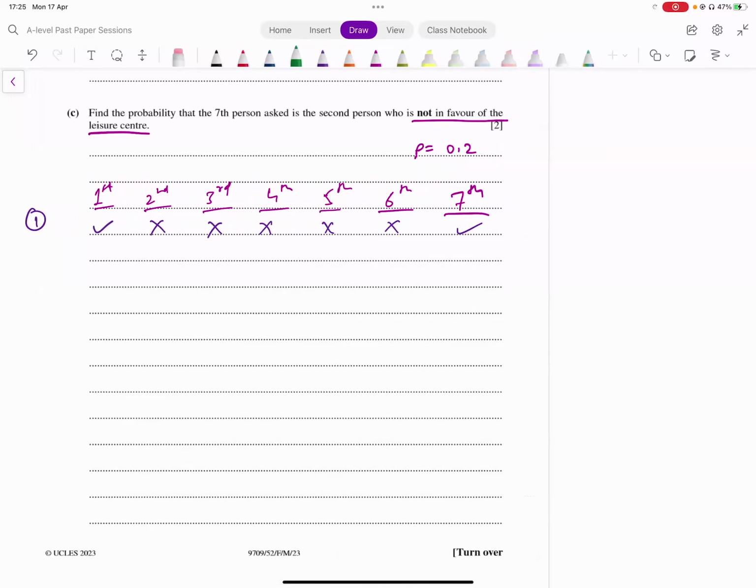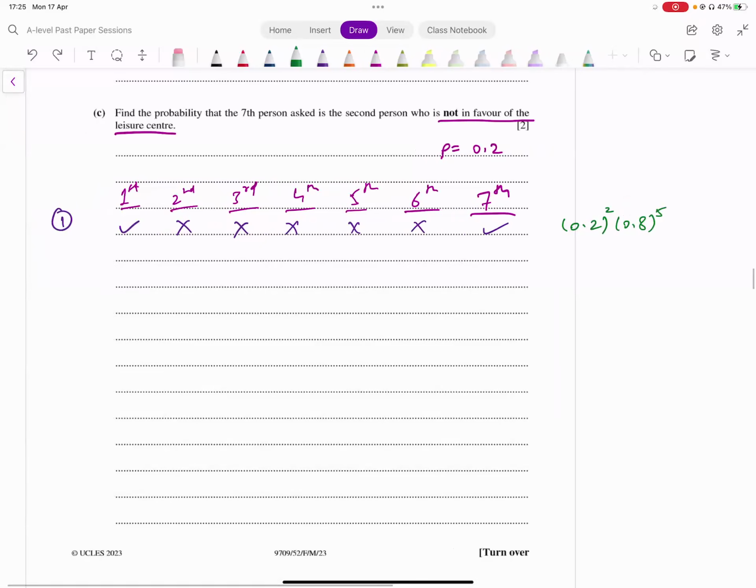First success, that gives you 0.2, and then you have 5 failures, that's 0.8 raised to power 5, and then you have one more success at the end, that's 0.2. Essentially, what happened? 2 successes, so for that you have 0.2 squared, and then 5 failures, so 0.8 raised to power 5.